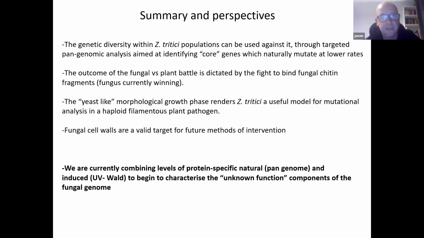And in terms of going forward, I mentioned right at the start my point about all these genes of unknown function and how you can actually prioritize them and motivate yourself to work on those genes. Well, what we're currently doing is combining two large data sets, the protein-specific natural variation we can see in the pangenome data with our induced mutation data, to look at each individual encoded protein of unknown function and see what is mutating at a very low rate, potentially in both data sets. And we're going to prioritize those for some functional analysis to see if we can start revealing some of the functions of the dark matter of fungal genomes.